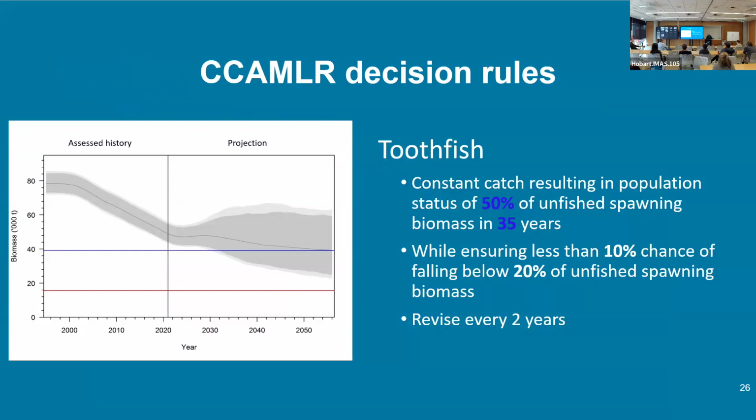So the CCAMLR decision rules are also applied to toothfish with two numbers that are different. One is that instead of 20 years, they use 35 years, which is one of the bases of toothfish life history. And second is the status of 50% as a target. And it's the same depletion rule. One point many people miss about this is that both of these decision rule applications are done every couple of years. You go back and you reevaluate. So it's not like you set a catch limit and that's it for 30 years. You go back every couple of years and recalculate what that catch limit should be for two years. So you're constantly adapting to how that population would respond.